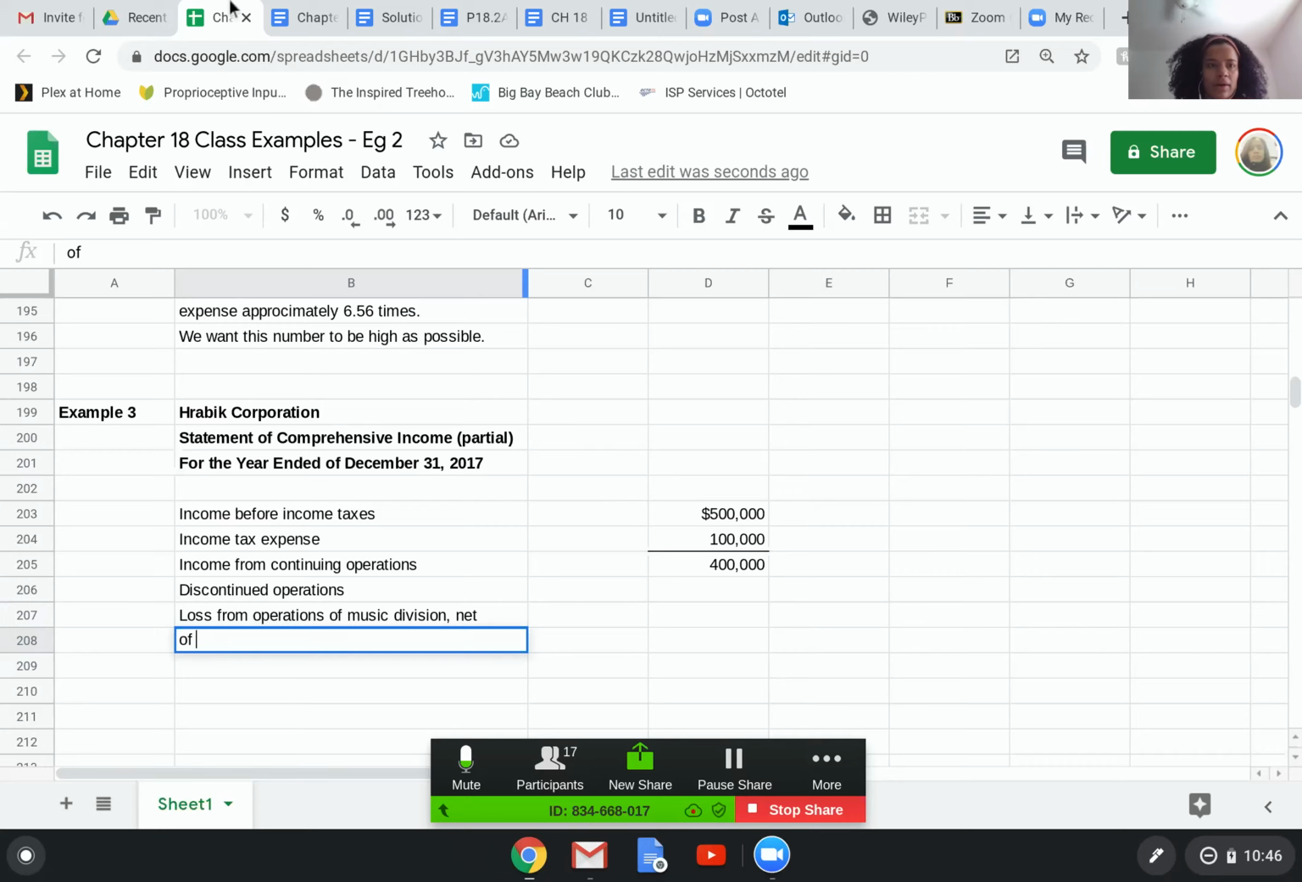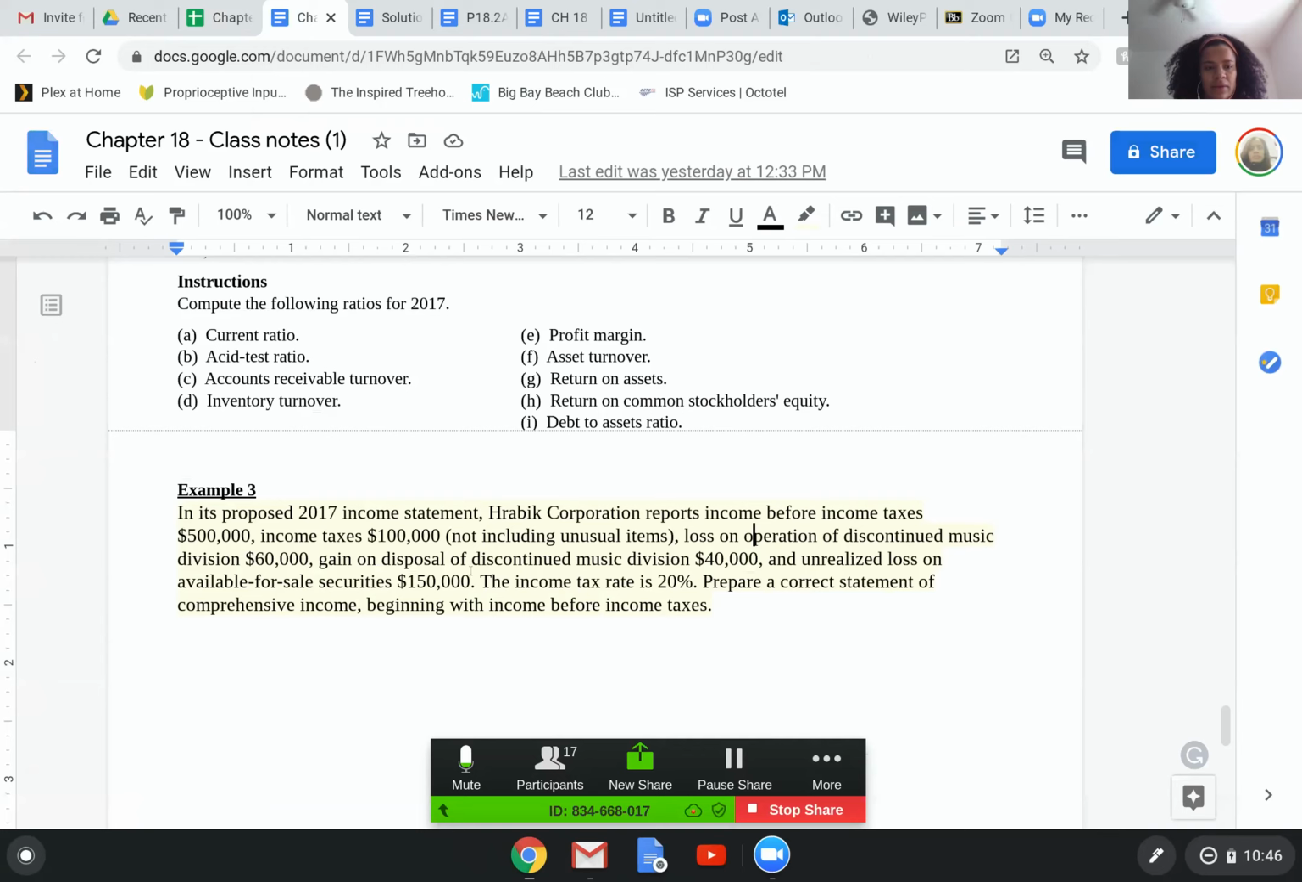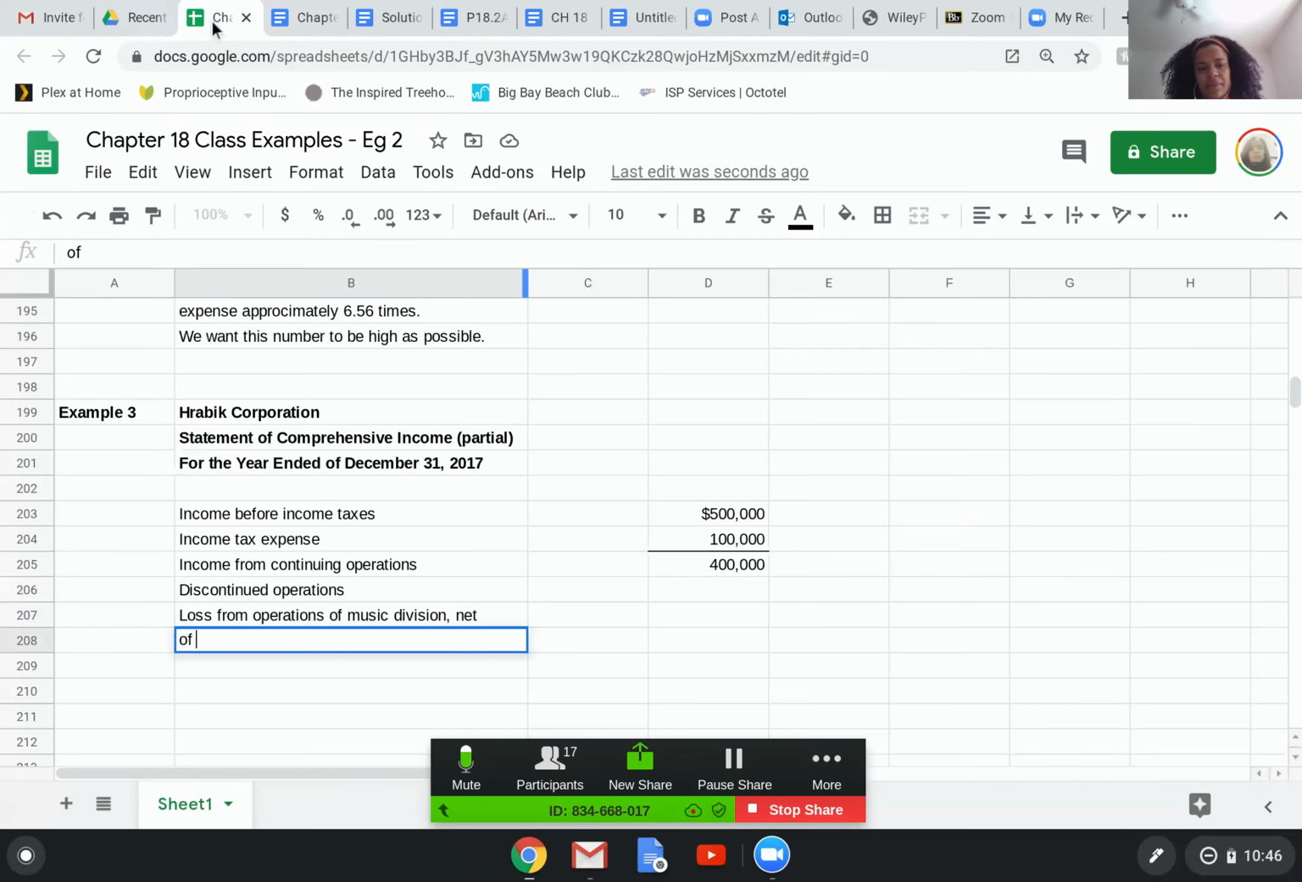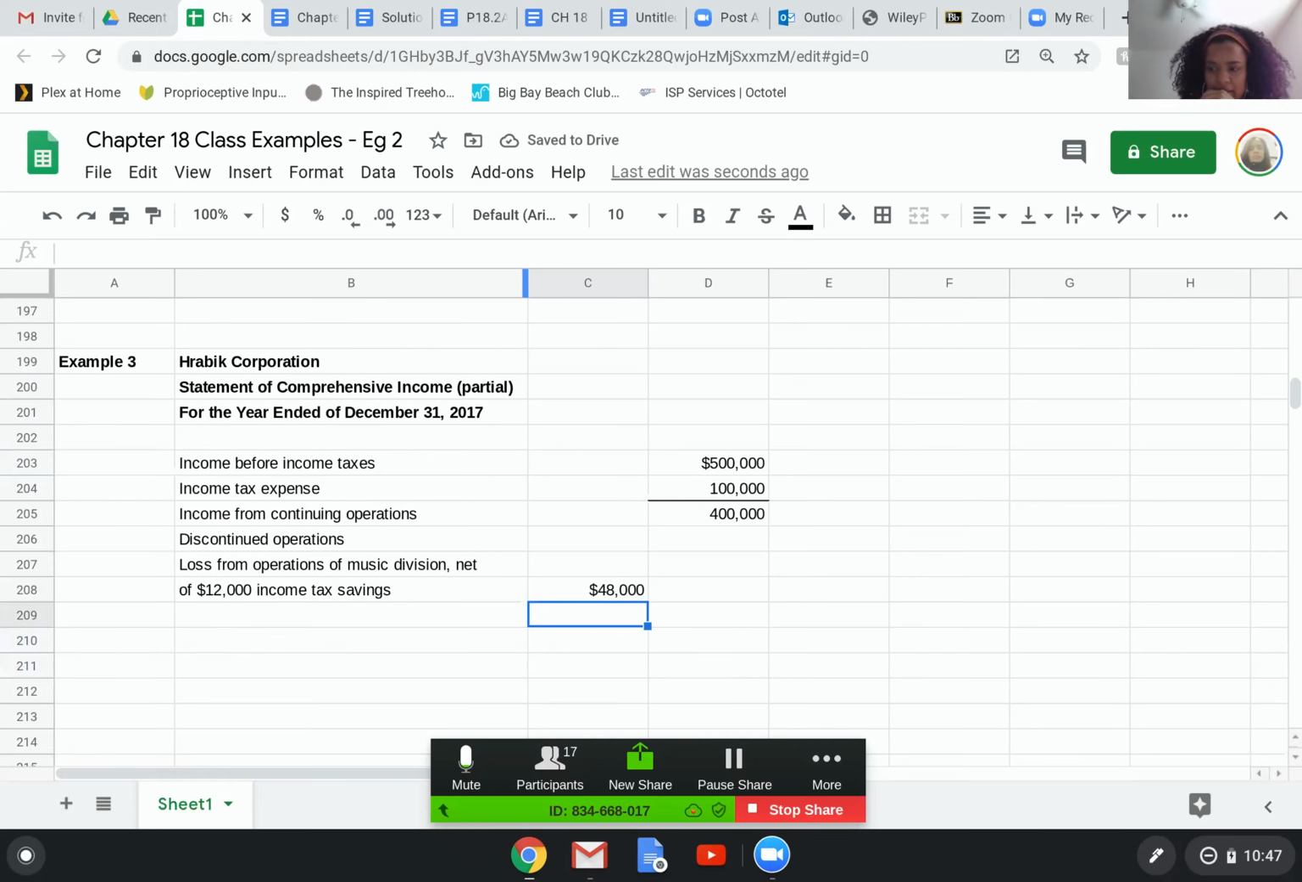So if the loss is 60,000 and tax is 20%, then it must mean that the amount of tax is 12,000. Net of 12,000 income tax, in this case, savings. Because you made a loss, you actually end up saving some money on your taxes because a loss is tax deductible. Questions on this piece over here?